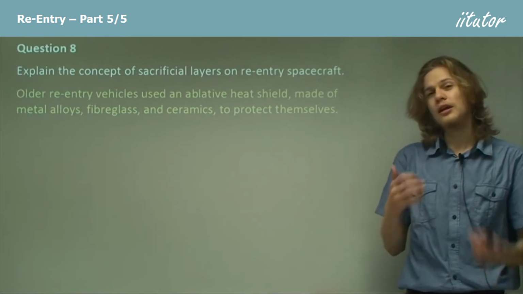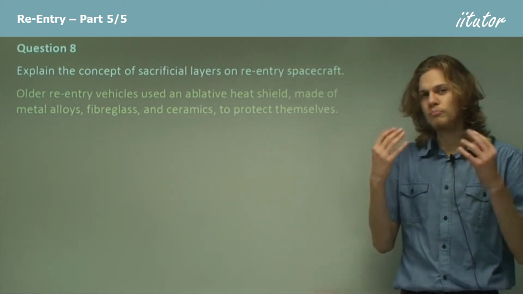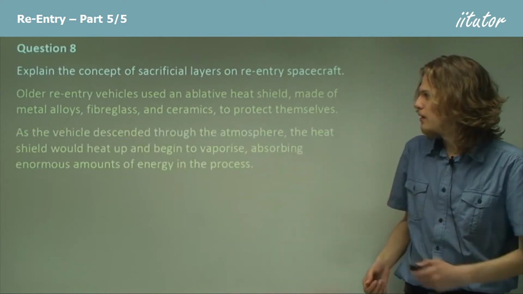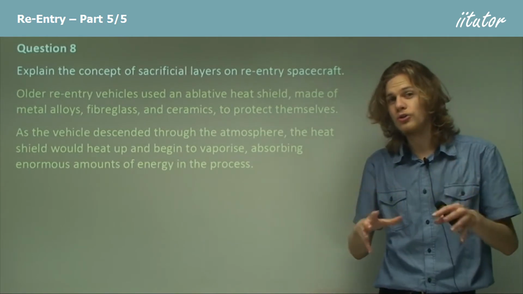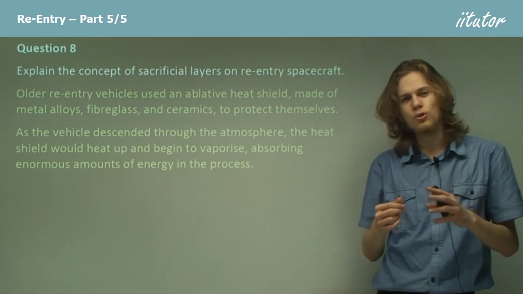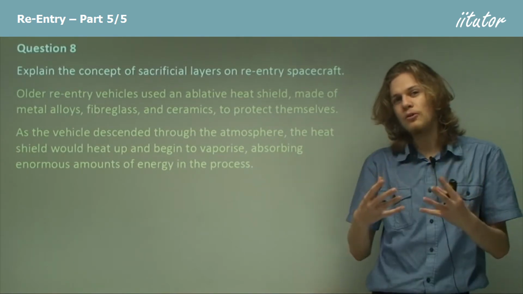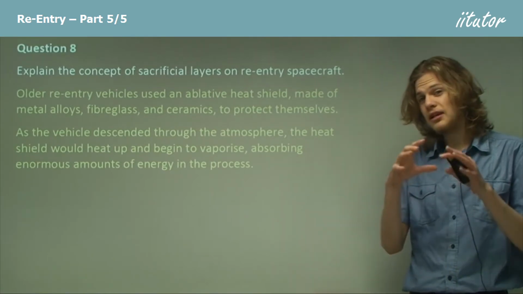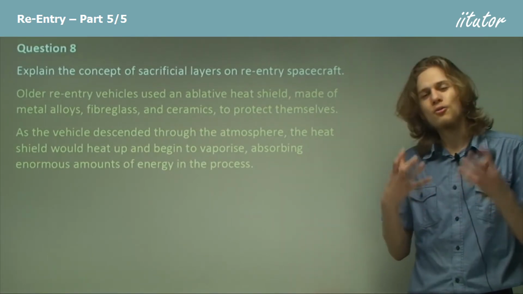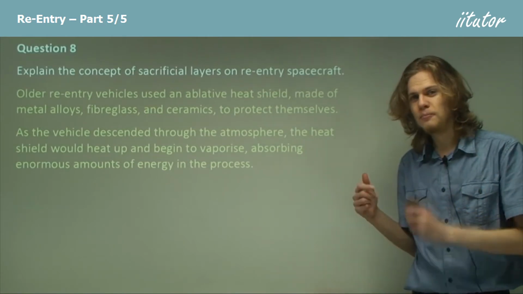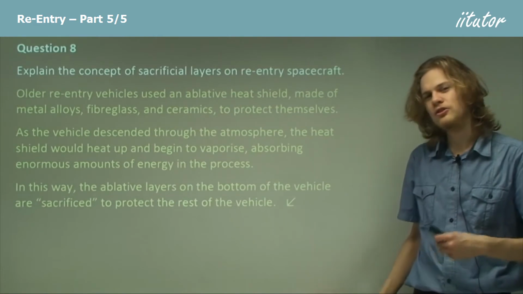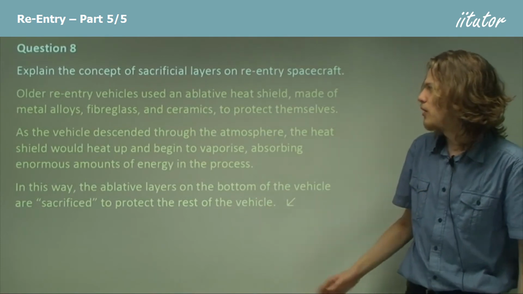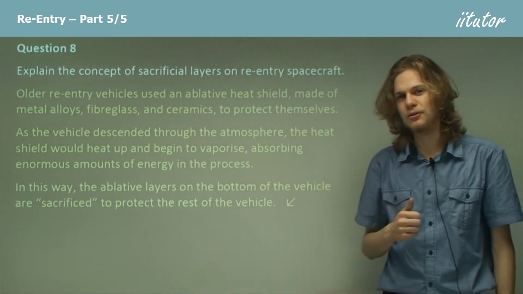Older re-entry vehicles used an ablative heat shield, consisting of metal alloys, fiberglass, and ceramics, in order to protect the spacecraft, right? As the vehicle descended through the atmosphere and got hotter and hotter, the heat shield would eventually heat up, begin to melt, begin to ablate, and begin to vaporize. Because this takes so much energy, none of the rest of this energy reaches the rest of the spacecraft. So in effect, you're sacrificing the heat shield in order to save the rest of the ship. And this is why it's sometimes called a sacrificial heat shield.